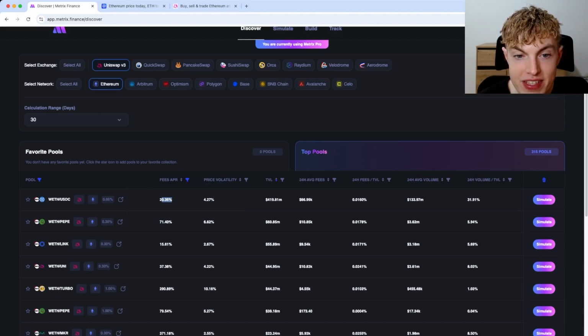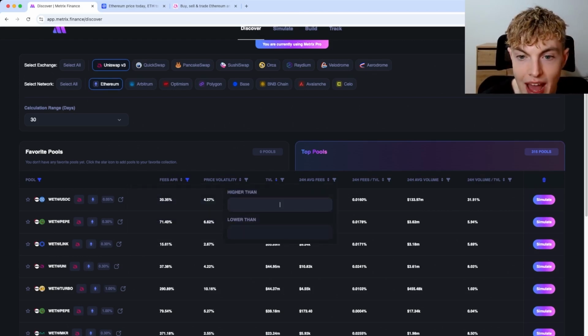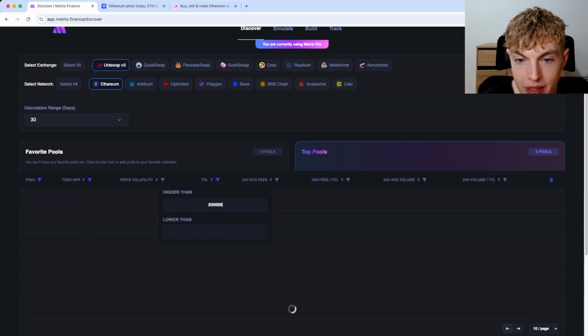And don't worry, if it says 20% APR or 15% APR, that isn't the finalized APR you'll get from this pool. When we actually simulate our returns and tighten our ranges, the APR can drastically go up. So we'll have this set at only showing pools higher than 15% APR. For TVL, let's look at pools that only have a TVL higher than 2 million like this.